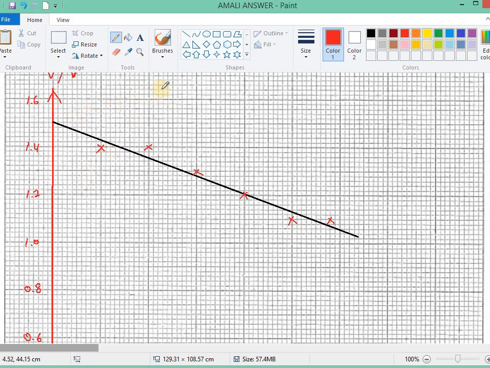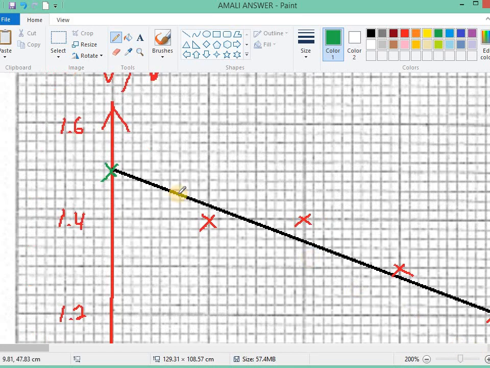So let's say the point that I choose is this point, and let's say this point. Okay, let's say I choose these 2 points. Why do I choose these 2 points? Because for these 2 points, the line of the graph passes through the intersection. You see or not? We choose a point where the line passes through the intersection very nicely, so that you can get the coordinate that is very accurate.